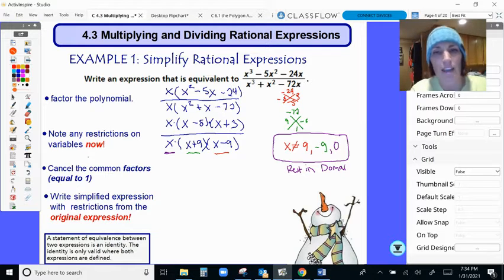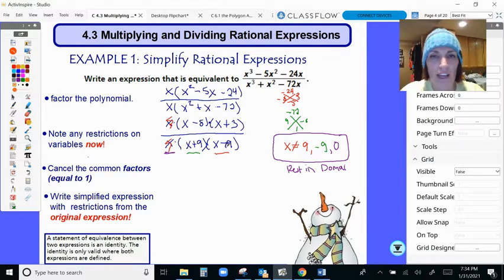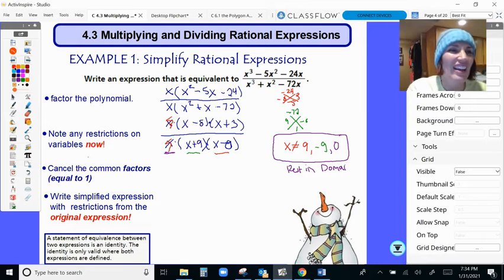Okay, my restrictions in my domain. From here, we can start canceling our common factors. So I have an x right here I can cancel out. Oh, it looks like I put an 8 there where the 9 is supposed to be. Why didn't you guys tell me that? Okay, so then I have an x minus 8 and x minus 8.